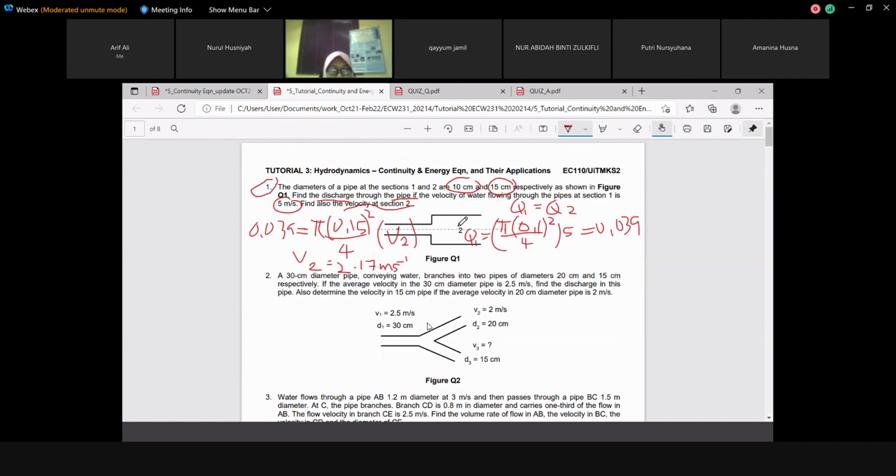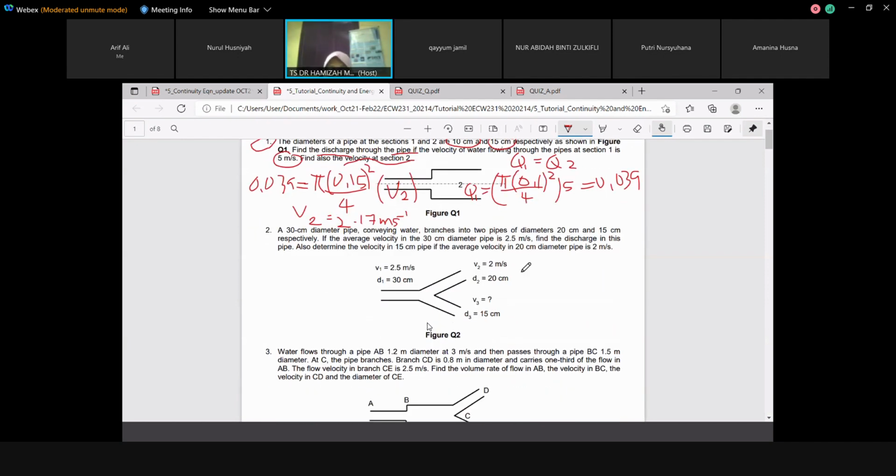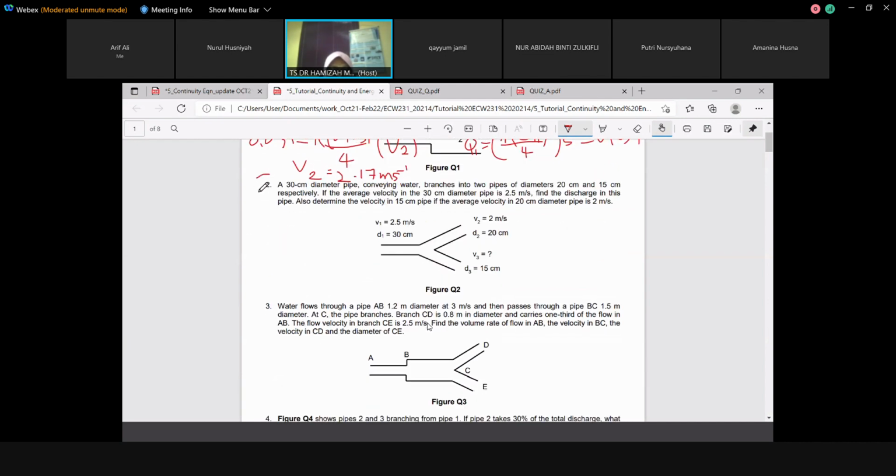Okay, so now try question number 2. Bila tengok soalan ni pun, dah boleh tengok mana yang nak kena solve. Kita tak tahu V3. So kena carilah V3, and also the discharge. Find the Q and also V3. Boleh calculate dulu untuk question 2?